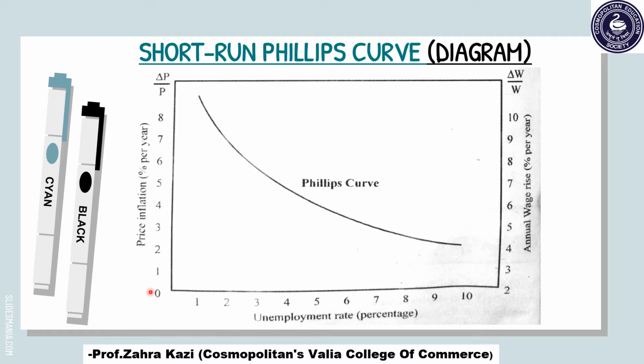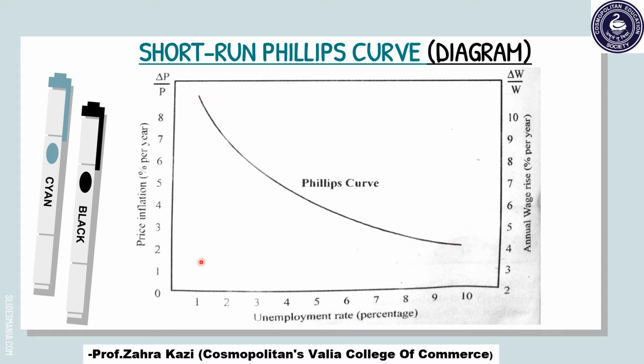Now here we are having two vertical axes. On the left-hand vertical axis, we have plotted price inflation, which is also measured in terms of percentage per year, while on the right-hand side vertical axis, we have plotted annual wage increase, that is increase in wage rate, which is also measured in terms of percentage per year. This downward sloping curve is our short-run Phillips curve.